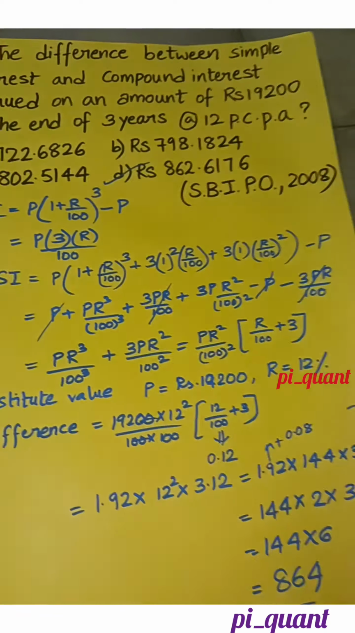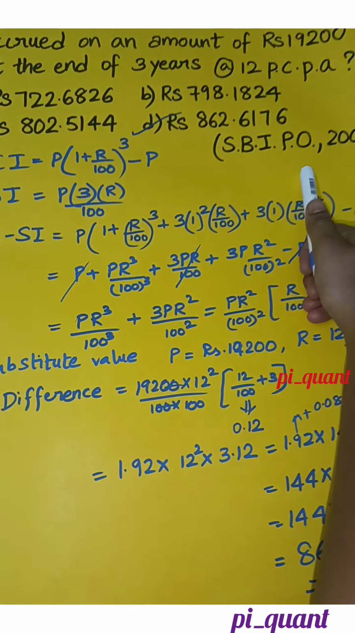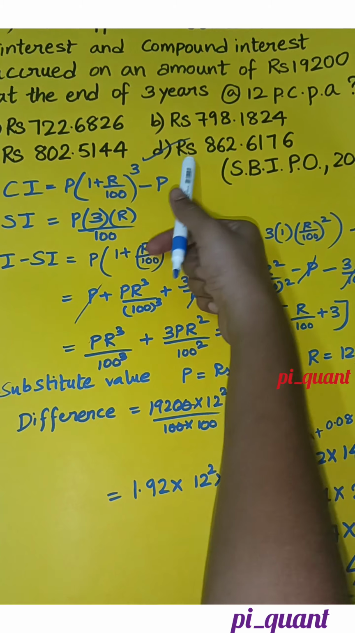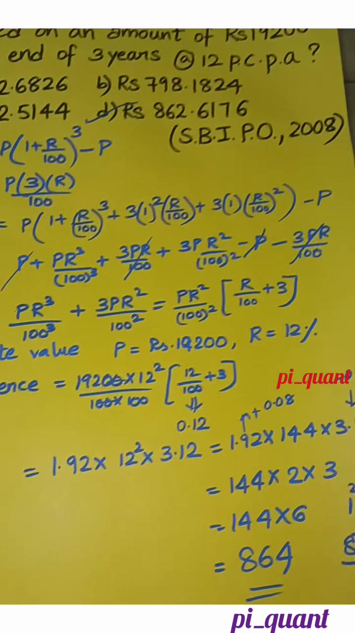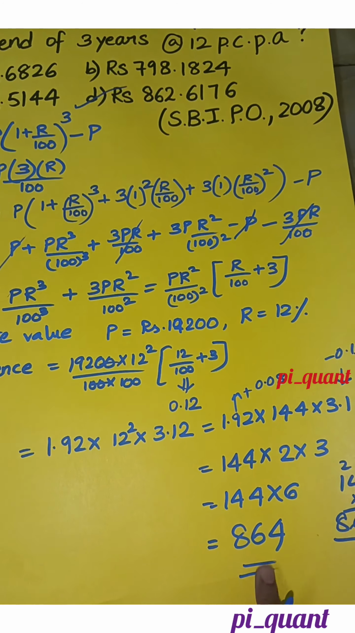See how this SBI PO 2008 question was asked. You need not be afraid of looking at the options, so we can get the approximate value. That is how we arrived at this number.